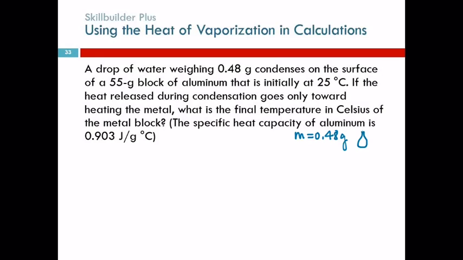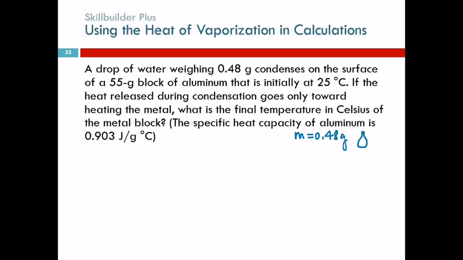So I got my double gulp right here of Diet Dr Pepper. I don't know if you can see, there's water condensed on the outside. Where did that come from? Is the cup leaking? No. There were ice cubes in here and it's cold. And so water from the air is condensing on the outside of the cup. So that's what we're talking about here. This water is condensing. It's making a drop that weighs 0.48 grams on this aluminum.